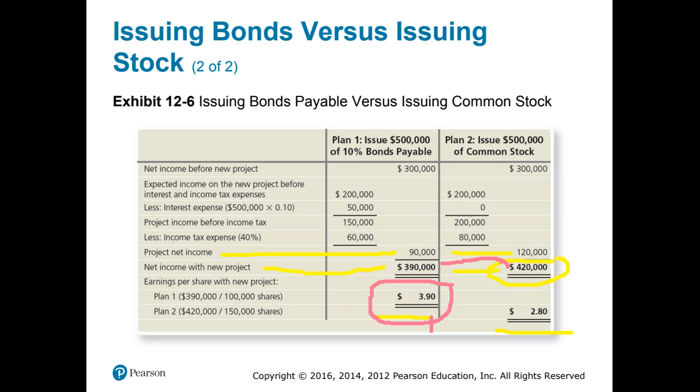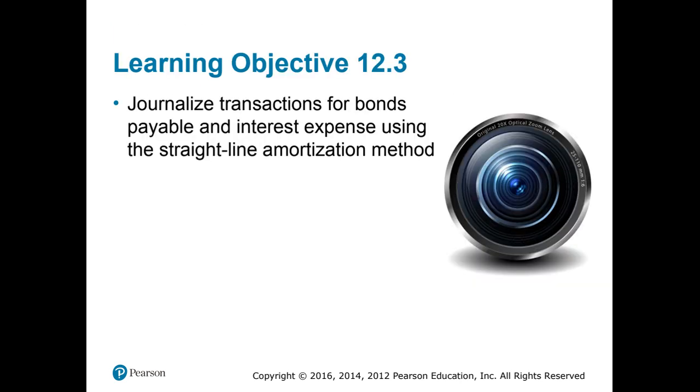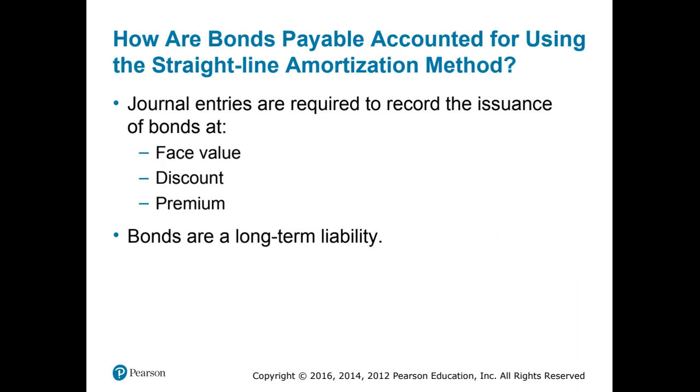All right, so journalize transactions for bonds payable and interest expense using the straight line amortization method. Journal entries are required to record the issuance of bonds at face value, discount, and premium. And bonds are a long-term liability.